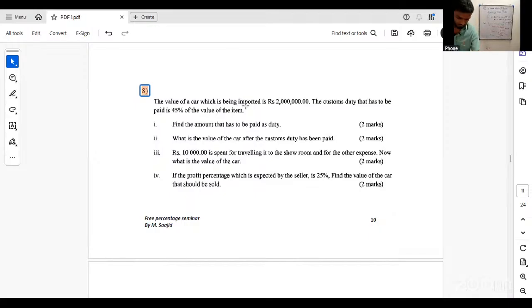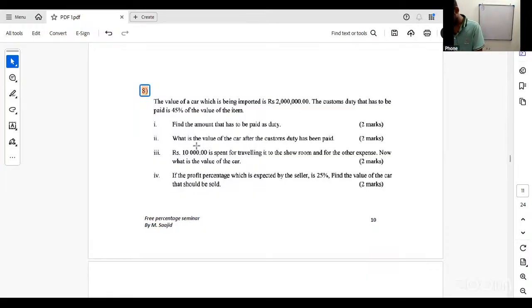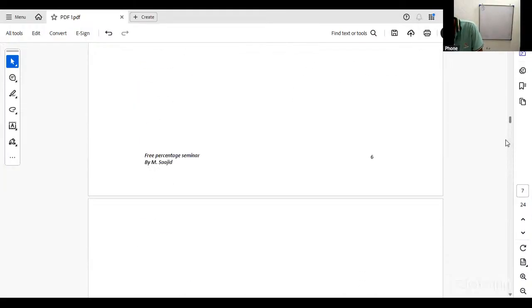Right. Then we have discussed question number 8. Come to question number 8. So question number 8 says the value of a car which is being imported is Rs 2 million. The customs duty that has to be paid is 45% of the value of the item, right? So this is a customs duty question. Now we have two equations in customs duty. Keep in mind that we have two equations in customs duty.